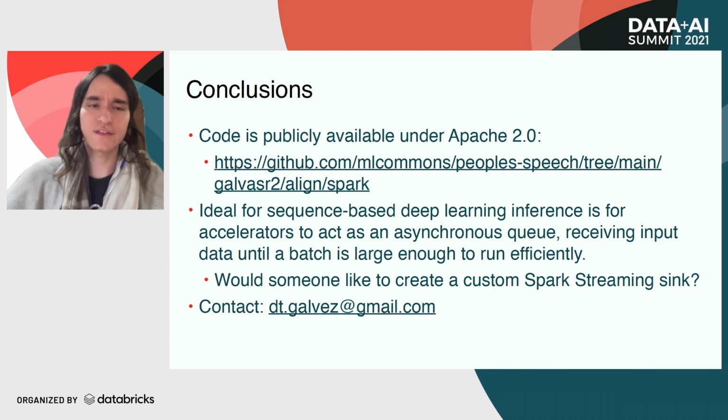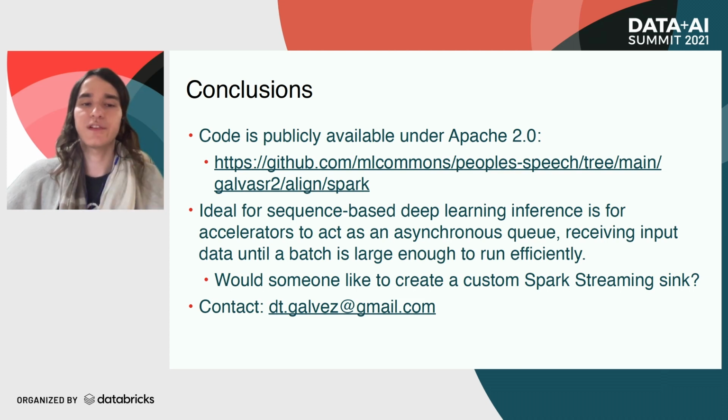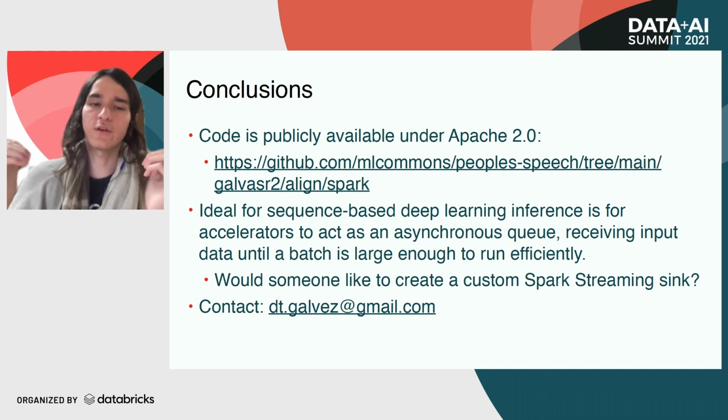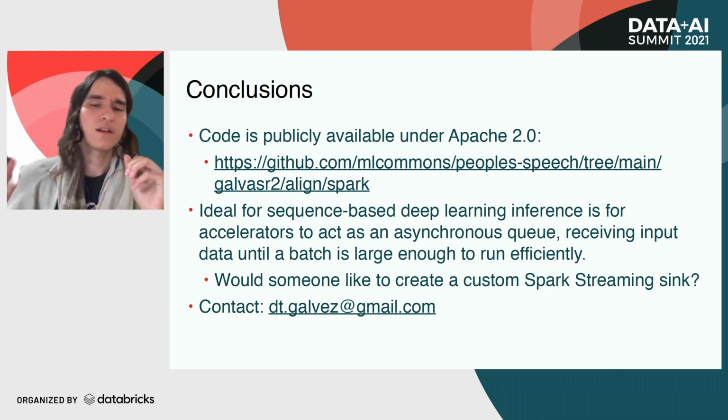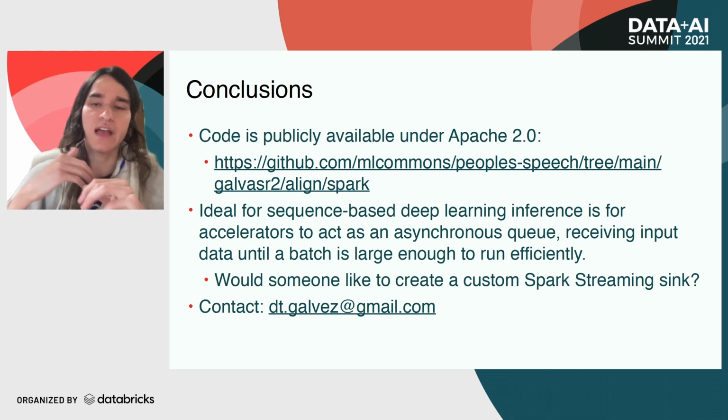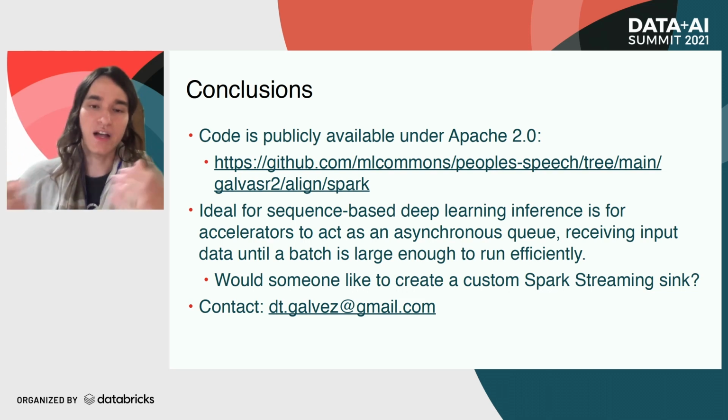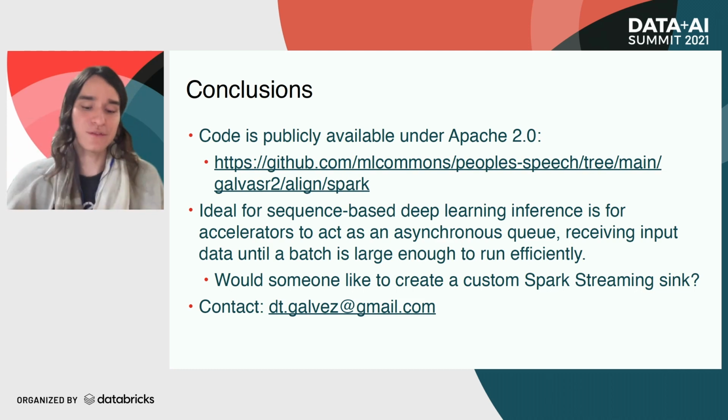And I guess my closing thought is, I think that the ideal for sequence-based deep learning inference, and this is sequence-based specifically, maybe this doesn't matter for non-sequence-based models, is not necessarily to add accelerator-aware scheduling to your accelerators in Spark. I think the ideal is for them to act as an asynchronous queue, receiving input until a batch is large enough to run efficiently. I think that's the ideal setup. And I don't see why you couldn't do this today in Spark, to essentially add a Spark streaming sink which does this. I don't see any reason why you couldn't do that.